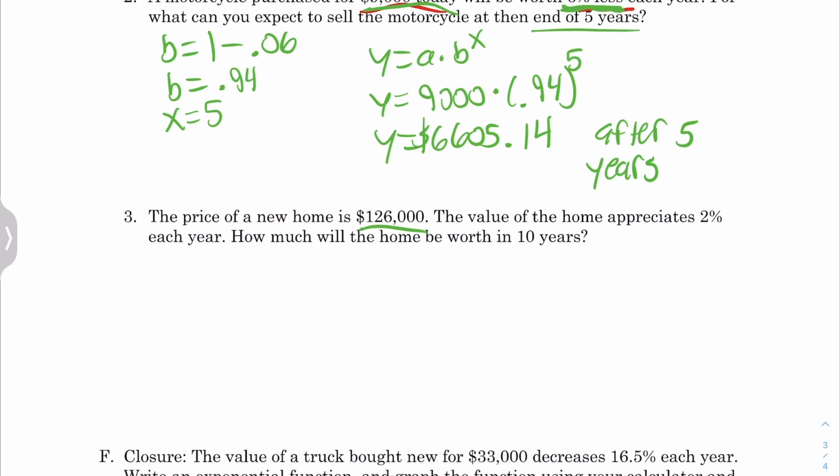Okay, we got the price of the home. That's the starting value, 2%. It's appreciating, so this means it's growing. And then how much will it be worth in 10 years? That'll be a y equals 126,000, because that's the starting value. If R is growing by 2% each year, then that means the B will be 1.02, because we should be adding on 0.02 each year. And then we'll put a power of 10. You'll type that in the calculator and you'll get your value.